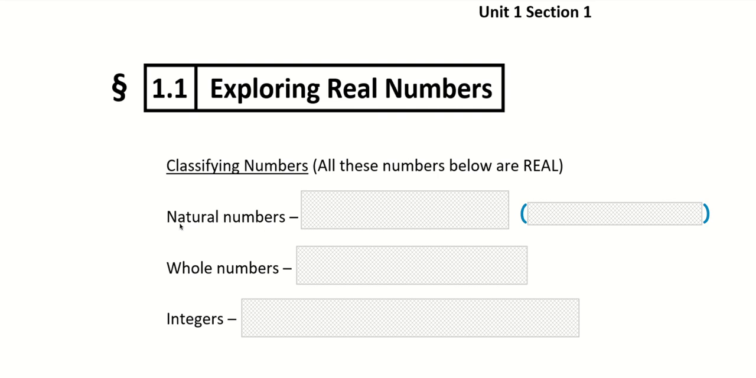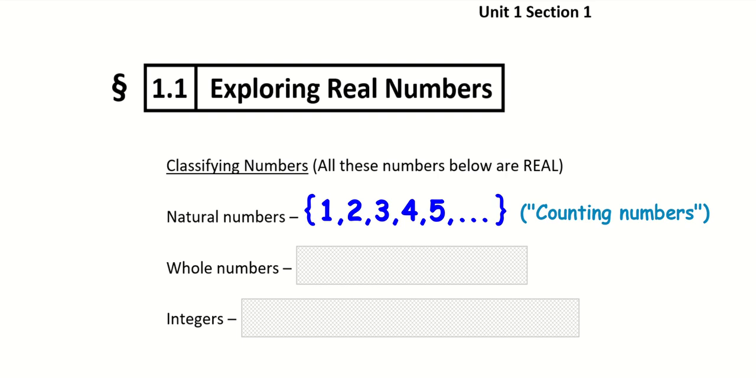So let's start off with the natural numbers. The group of natural numbers is often called the counting numbers because we use them when we count. So all of these, starting with 1 and then 2 and then 3 and then 4 and then 5, on and on and on, just keeps going and going. This is the set of natural numbers.